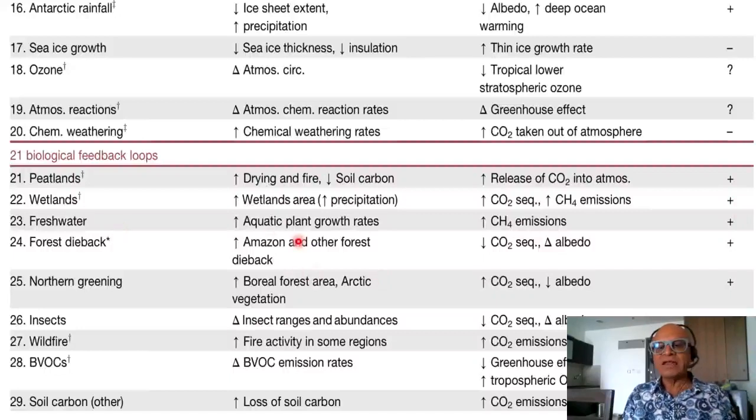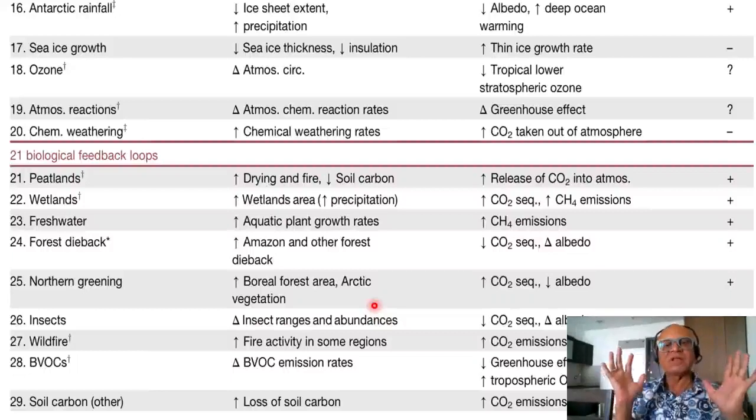Freshwater aquatic plant growth rates can increase methane emissions, a positive feedback. Forest diebacks of course are bad news, can reduce CO2 sequestration and albedo change will happen, so the net effect can be positive, but one has to watch out. Northern greening: there is some evidence of increasing boreal forest area and Arctic vegetation, which can increase CO2 sequestration but reduce albedo. So that's a positive feedback going in the same direction.